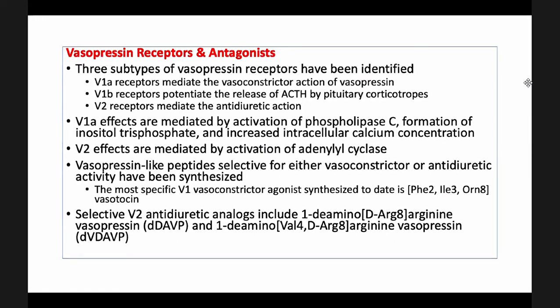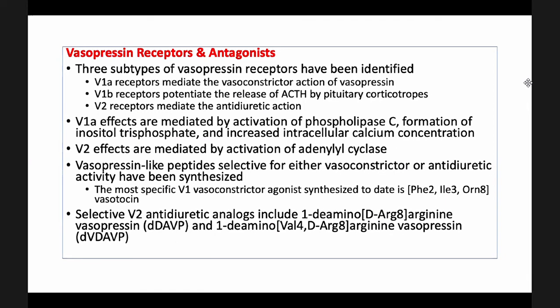So the most specific V1 vasoconstrictor agonist synthesized to date is your Phe2, Ile3, Orn8 vasopressin. So this is actually the biochemical structure of your vasopressin. So your selective V2 antidiuretic analogues include your 1-deamino arginine vasopressin.